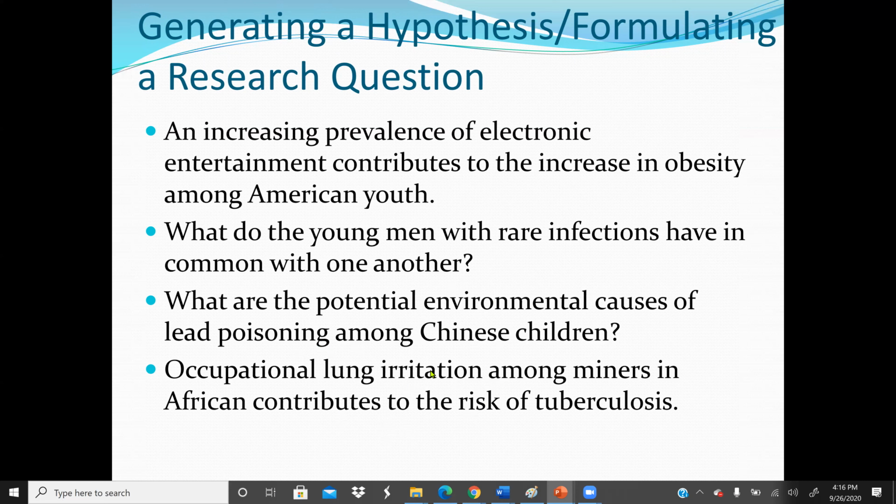So first we have our problem. Again, this is the research process. First step, we state our problem very clearly. Second step, if we have a hypothesis, that's a claim, we can generate a hypothesis. If not, then we can formulate a question from our problem.